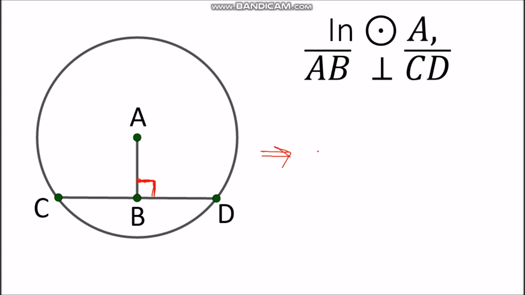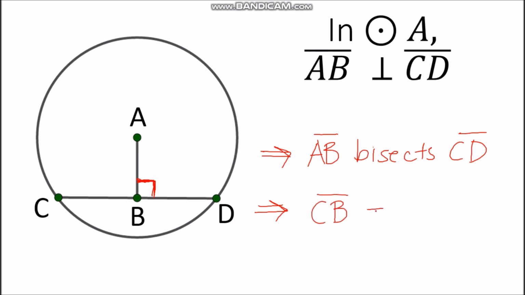that segment AB bisects segment CD. So again, when we say bisect, that means it will be divided into two congruent parts. So it also follows that segment CB is congruent with segment BD. So these two are also congruent. This will only happen if the segment is coming from the center of the circle.